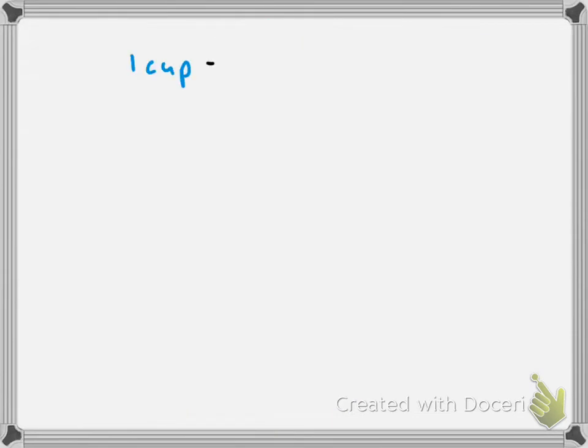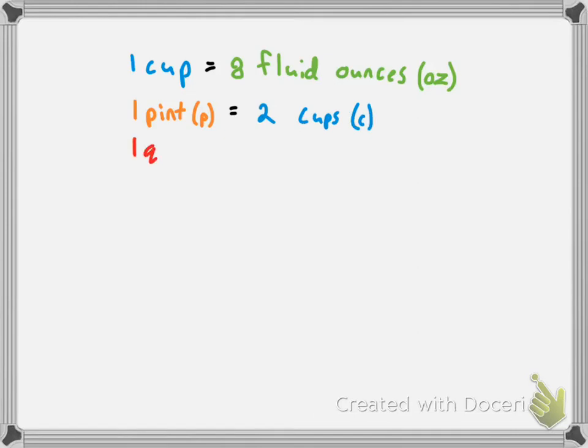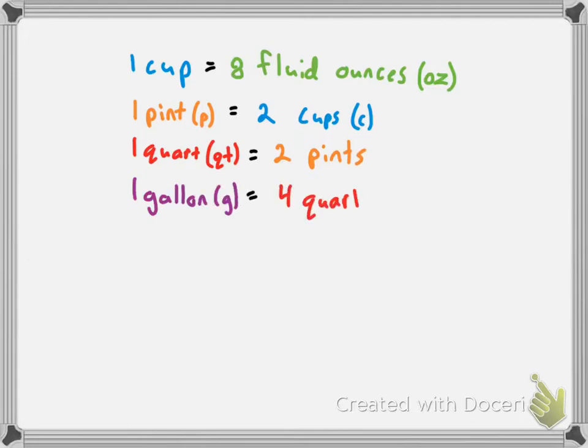Let me write this chart out real quick for you again, and then we'll do an example using the chart. So remember, a cup is equal to 8 ounces. 1 pint is 2 cups. 1 quart is 2 pints, and 1 gallon is 4 quarts.